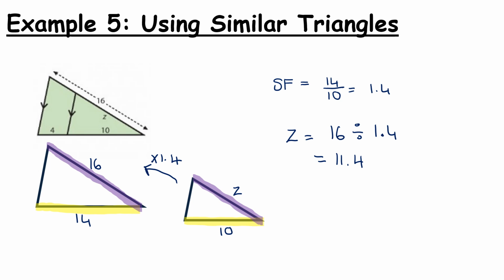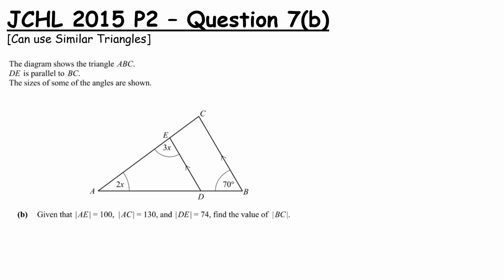So that's how we could use similar triangles. I'm not going to use similar triangles for any of our other questions in this video. I'm going to stick to the ratio method. But if you want to explore similar triangles in more detail, I've linked the video in the description below. So now let's take a look at question 7b, which comes from the 2015 Junior Cert Higher Level Paper 2. In this example, you can use similar triangles and most students would probably do so, but we're going to use the idea of that ratio theorem we've just talked about.